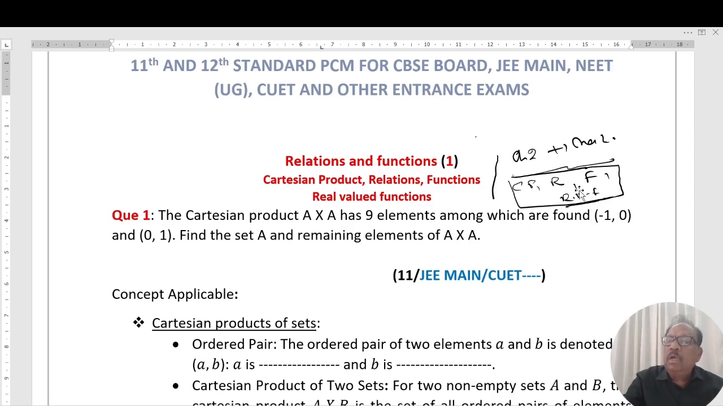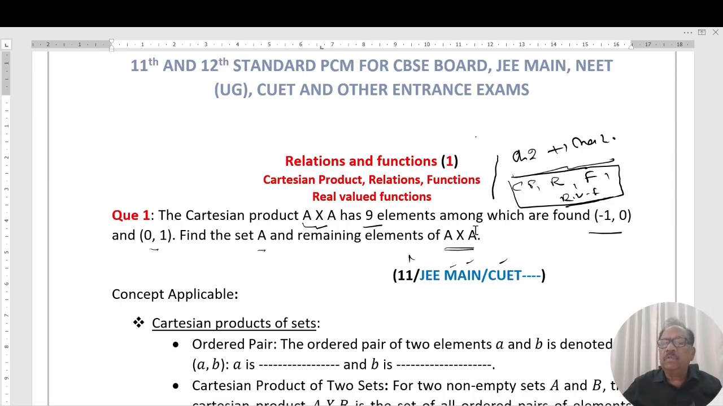In this session, I am going to discuss very basic levels, right? In the next session, I will discuss up to the JEE Main level, right? But all of these are applicable to 11th standard, JEE Main and CUET also. Let's start the question. Question is, the Cartesian product A cross A has 9 elements, among which are found (-1, 0) and (0, 1). Find the set A and remaining elements of A cross A.